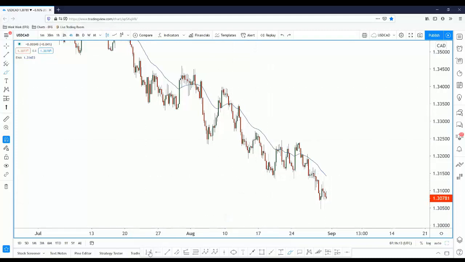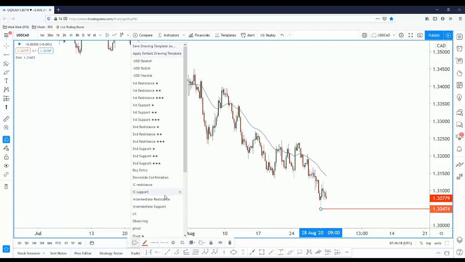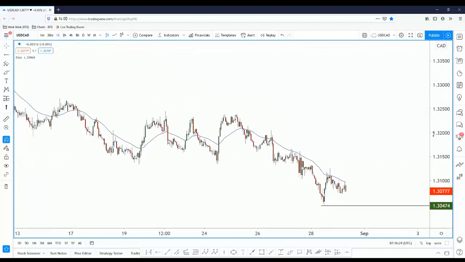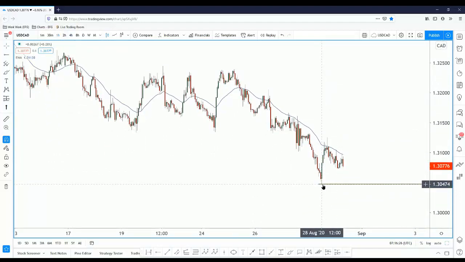So very quickly, let me just put in the levels. I can put a support level over here. Alright, and then let's go down to the 1 hour. I just want to show you guys. So the 1 hour, this can be our short-term target, so to say.